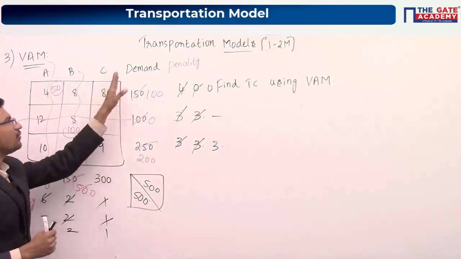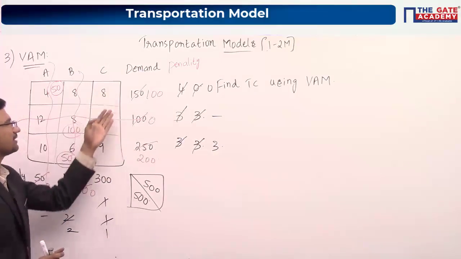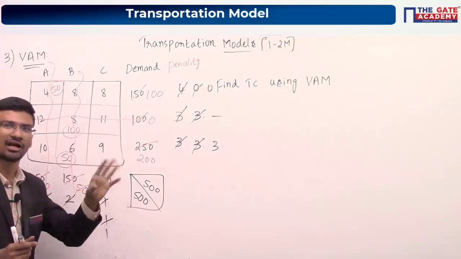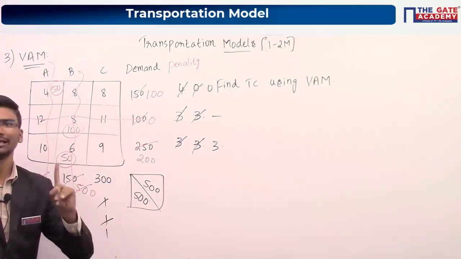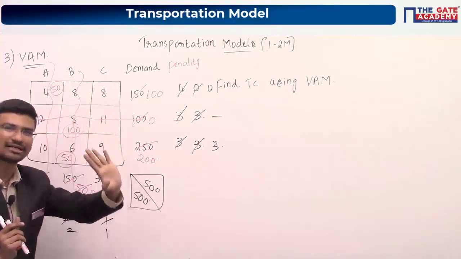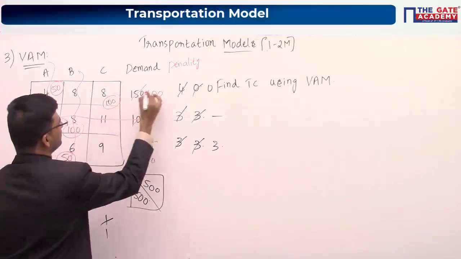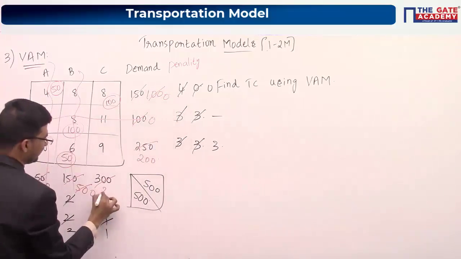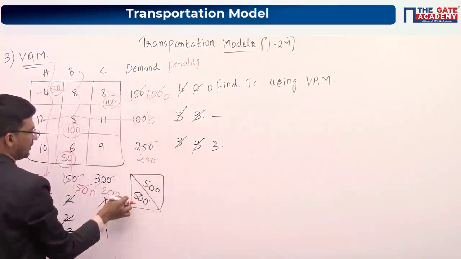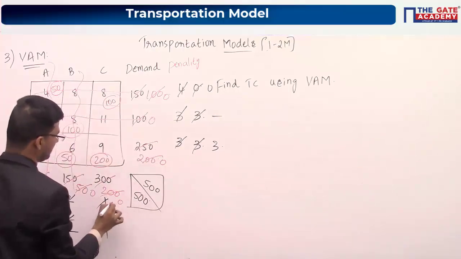Whenever you are left with only one column or one row, no need to calculate any penalties. You can just randomly allocate. Maybe you can allocate here first or maybe here. It will not affect the answer. So allocate here. I am allocating 100 here. This will become 0 and this will be 200. Now as this became 0, you can cancel this one. Now we are left with only one, which is 200. Allocate 200 here. This will be 0 and this will be 0.